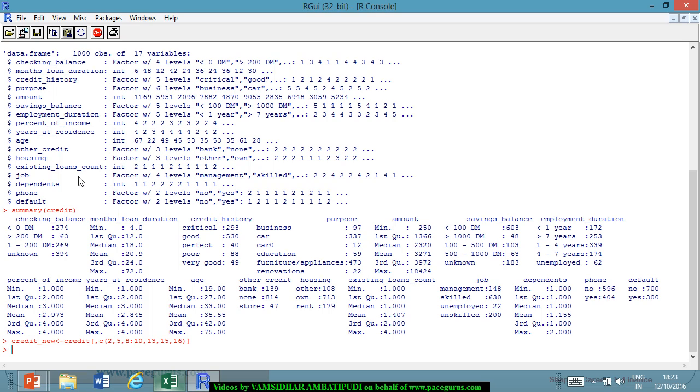Now I will keep adding the variables here. Credit underscore new dollar, probably I'll call it credit history underscore critical. I'll find out the credit history underscore critical. I'll use a function called ifelse, wherein credit dollar credit underscore history is equal to critical.